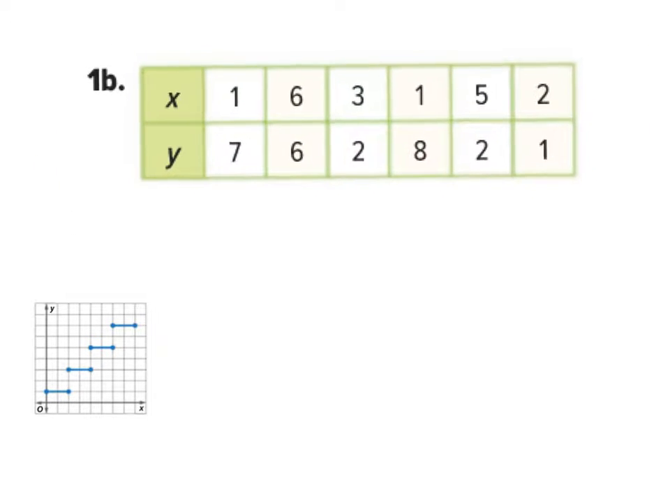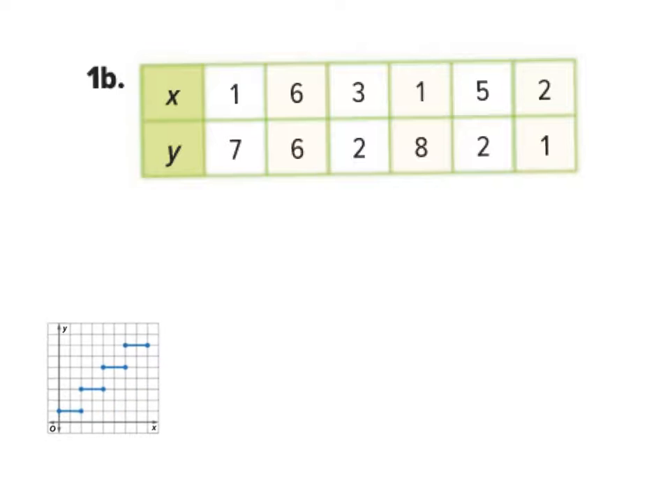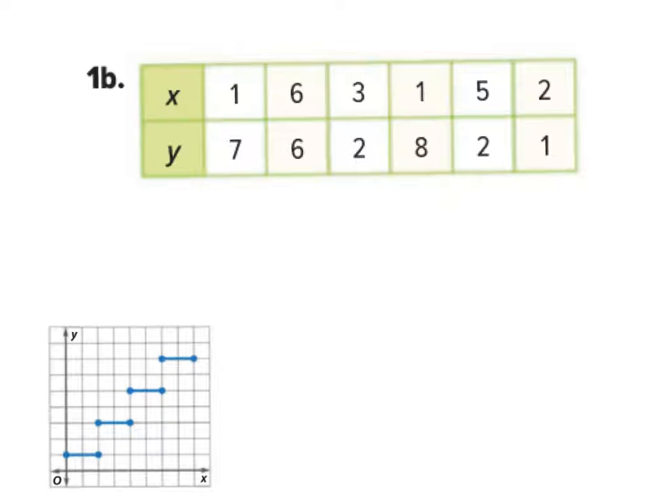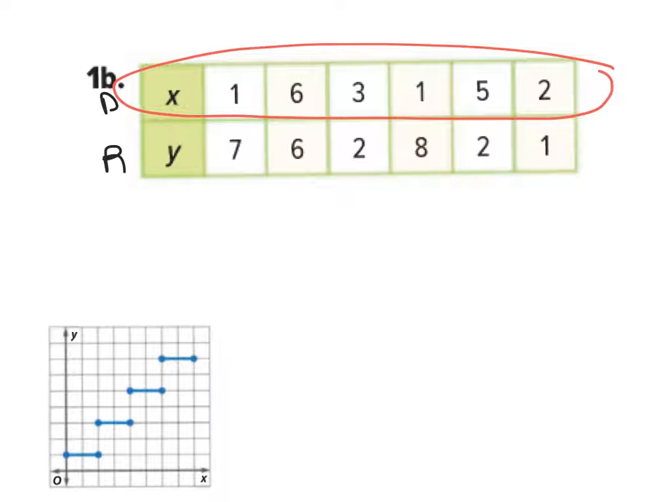Here I have a table. Again, this represents a relation. All of my x's have their own y's. So I have 1, 7. So my domain is 1. My range is 7. I've got 6, 6, 3, 2, 1, 8, 5, 2, and 2, 1. Now, when I look at my domain, I have two domains that repeat. I have a domain that is 1, and then 1 appears again.